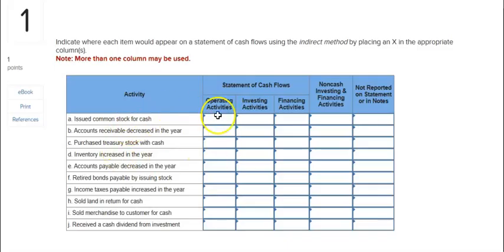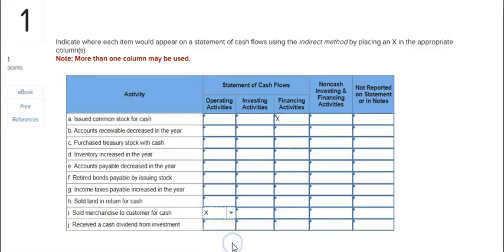So, issuing stock for common stock, or issuing stock for cash, right? That's a financing activity. So you'll just go through and you'll put them where they need to go. Now, a couple of them I kind of disagreed with because they say it's the indirect method. So sold merchandise to customer for cash, I would have thought it was not reported or on statement or in the notes. But when I did it and put it there, it wanted it in operating activities.